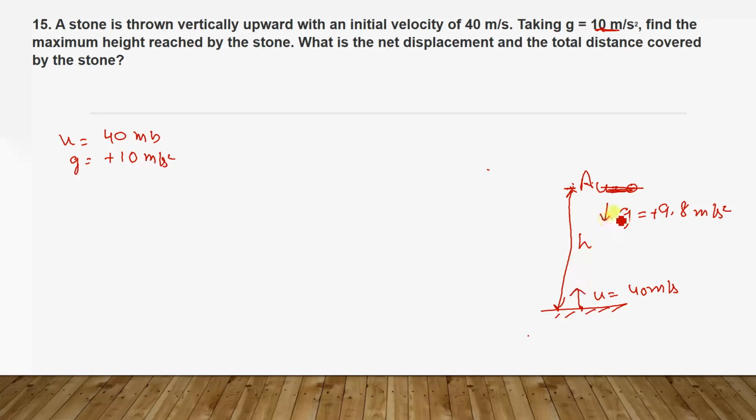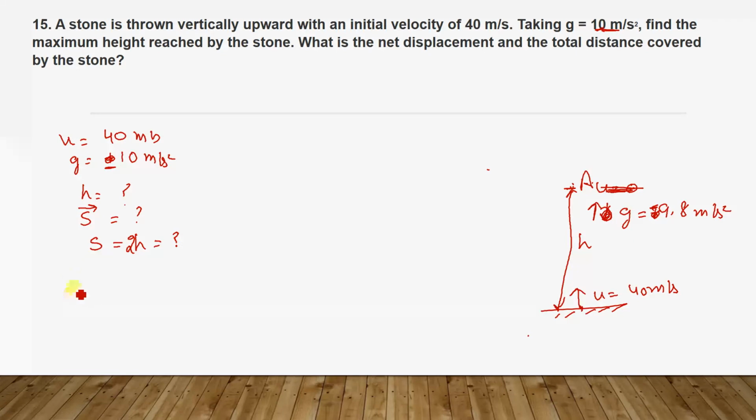Stone is moving upward. Son, I made a mistake here. So we have to take g for upward motion. Here it will be a negative sign. Okay. So let's take g as minus. Find the maximum height. We have to calculate the height and also the displacement. Displacement is a vector quantity. We have to calculate that, and also the distance it covers, which we take in terms of h also. It will be twice of h, the height, and then moving back also. So total distance. So let's solve one by one.